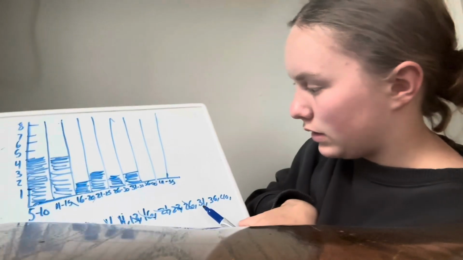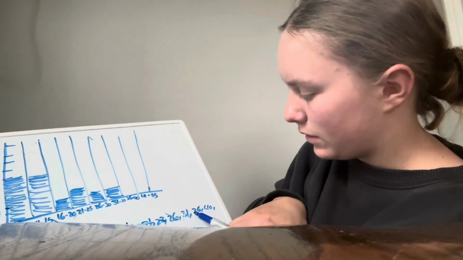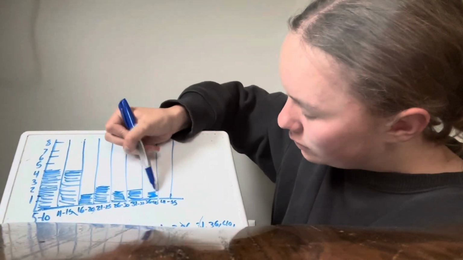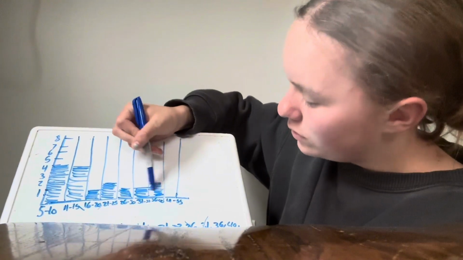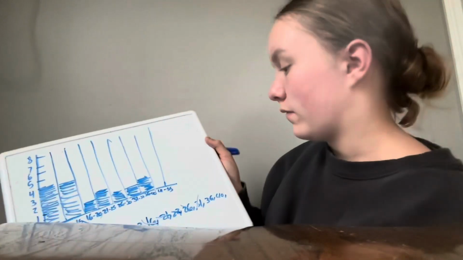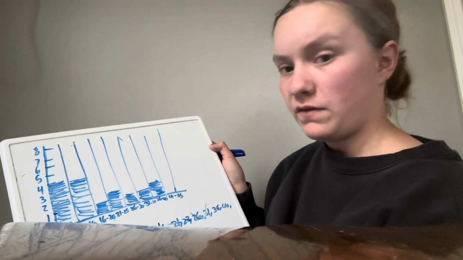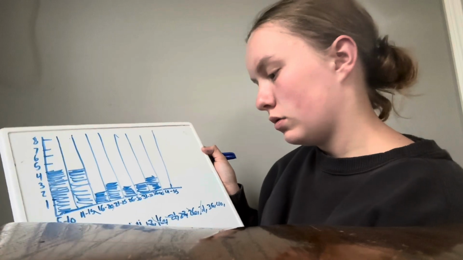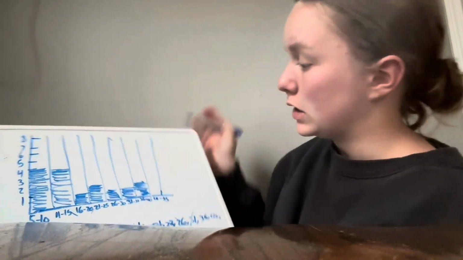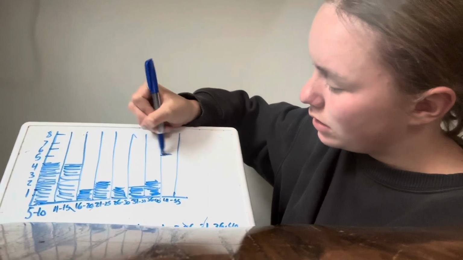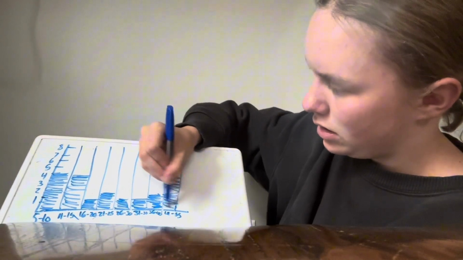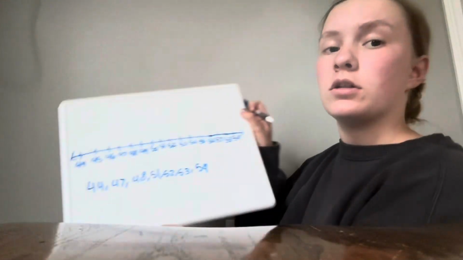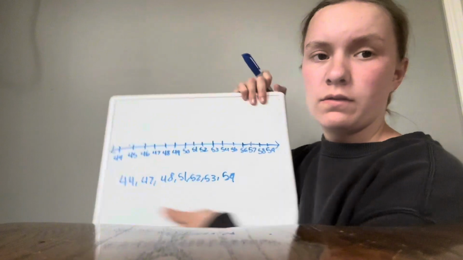Now we have 36, 40. So that means we have 2 numbers that go in that interval. Now 41, 55, 55, 42, 43, and 44. It's 1, 2, 3, 4, 5, 6 numbers that fit in the interval of 41 through 55. Next, we're going to learn how to make a box plot out of this data set.